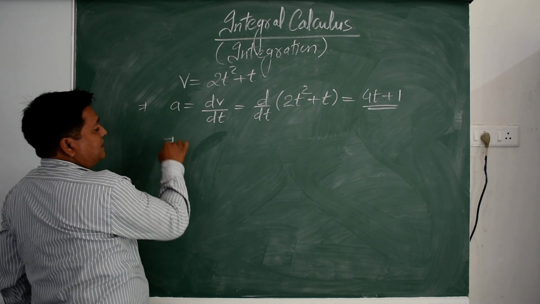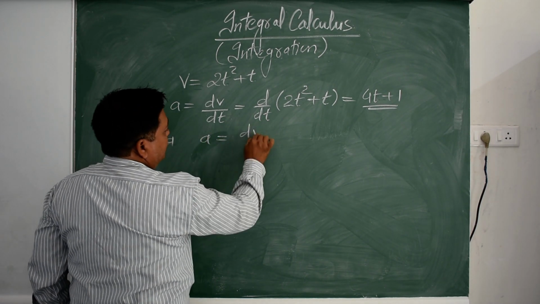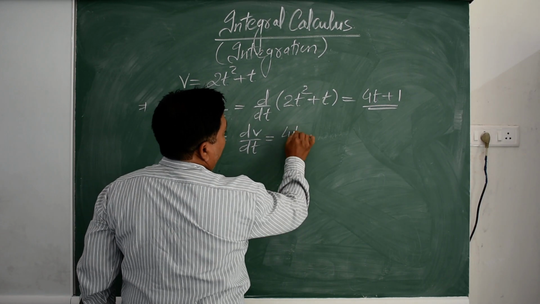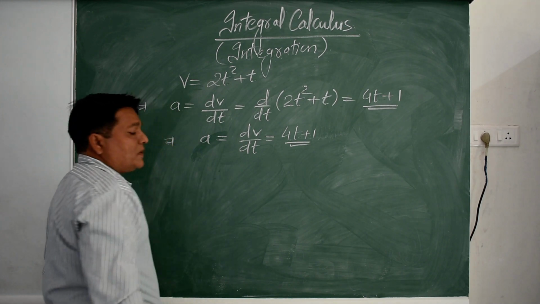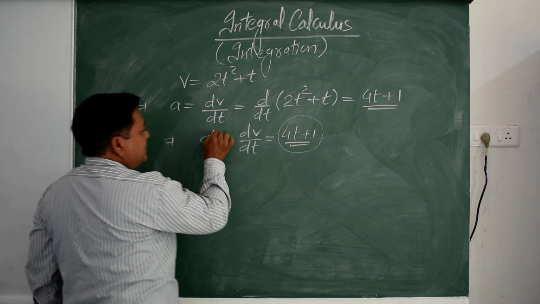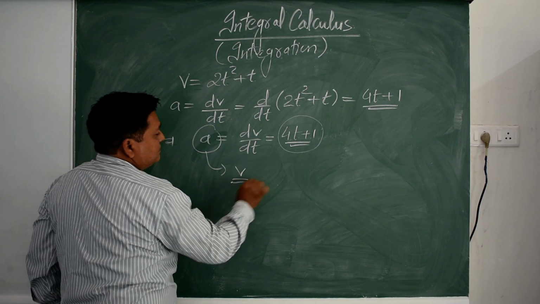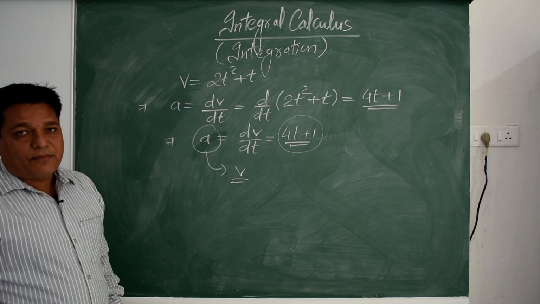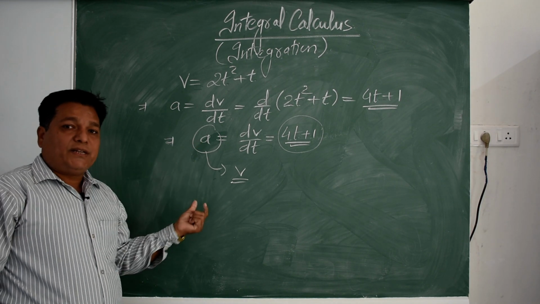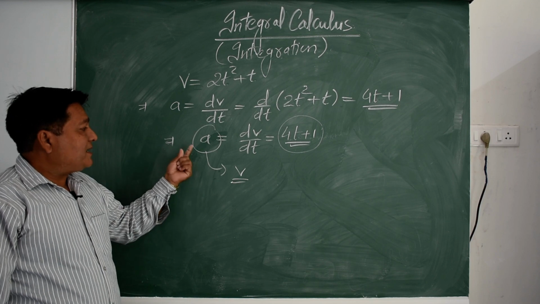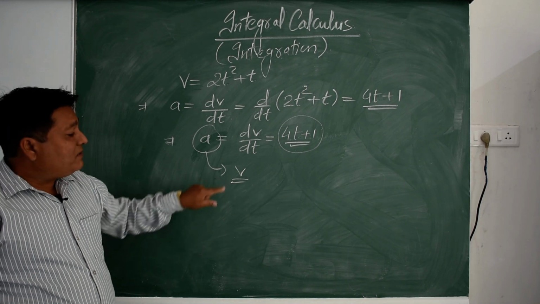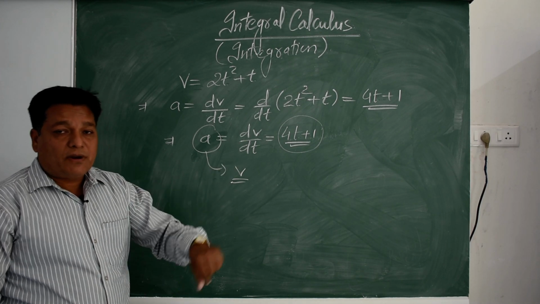So we get acceleration a equal to dv by dt, the rate of change in velocity with respect to time, equal to 4t plus 1. If we are asked to find the velocity from acceleration, then what do we do? Suppose acceleration a equal to 4t plus 1 is given to us, and we are asked to determine the velocity from the acceleration, then what do we do?